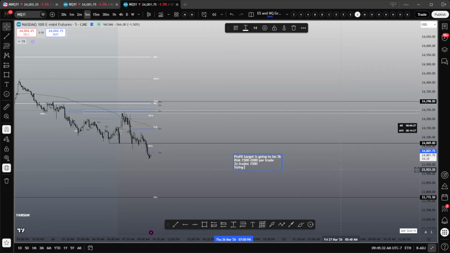For risking or sizing, I'm basically using 3 to 5 minis based on the stop for NQ. So that's pretty much it. Profit target is 3K. I'm trying to make 1,500 per trade. So the sizing with that is it's going to be in between 15 to 25 points.